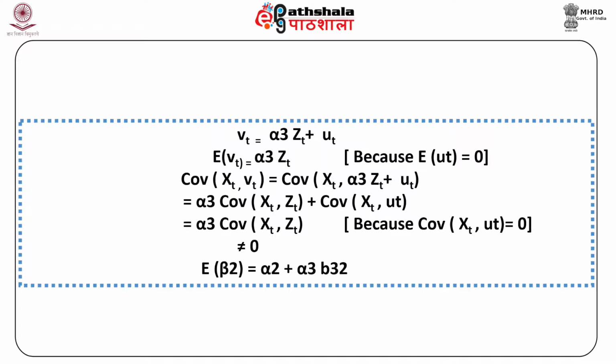Expectation of beta 2 is equal to alpha 2 plus alpha 3 b32, where b32 is the slope in the regression of the excluded variable zt on the included variable xt. Hence, the coefficient of xt will be biased and inconsistent unless xt is uncorrelated with zt or alpha 3 is 0. The extent of bias will depend on the magnitude of the term alpha 3 b32, and the direction of the bias will depend on the sign of alpha 3 and the sign of b32.